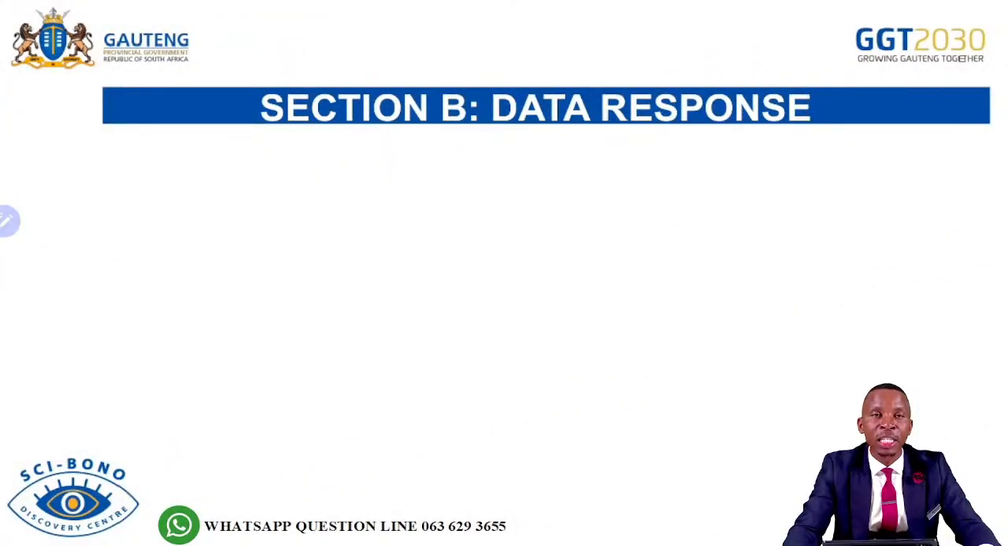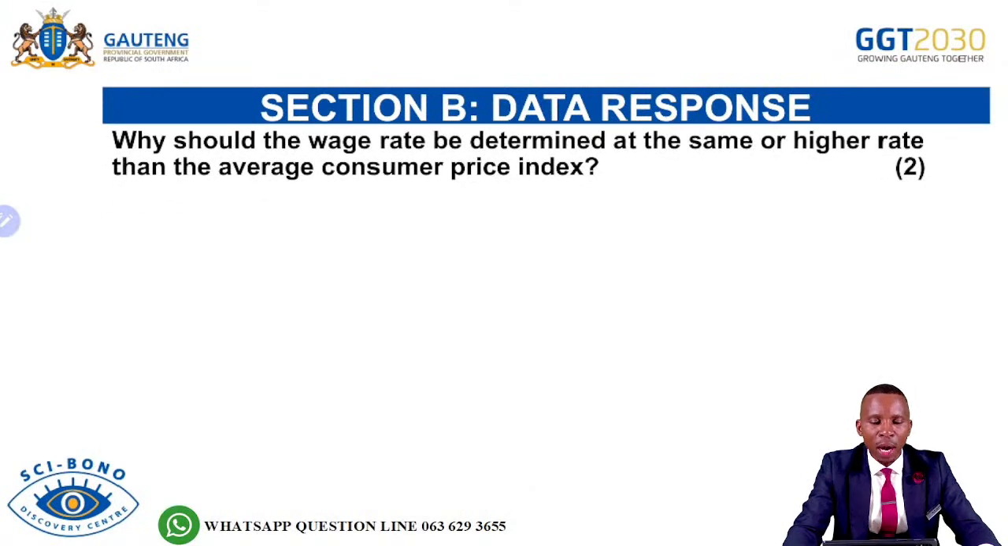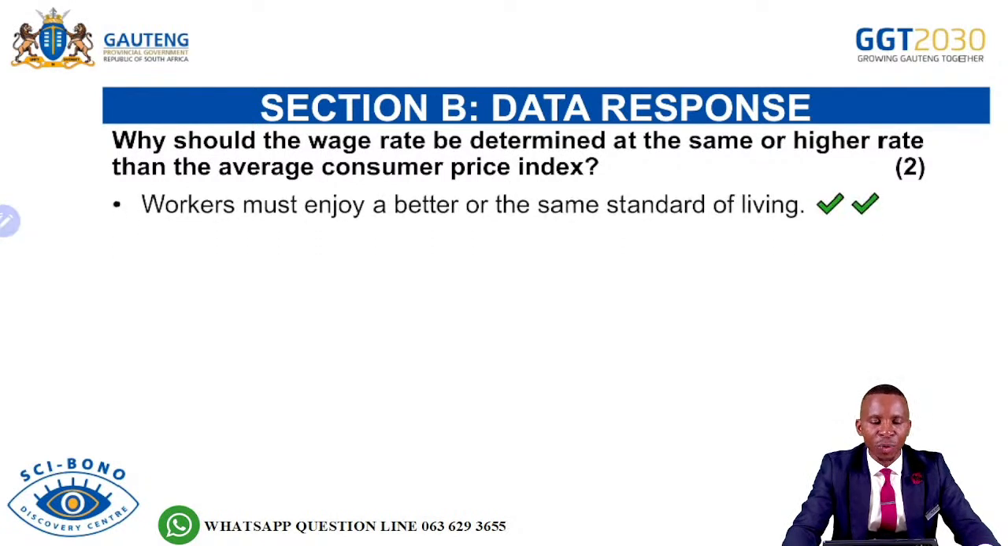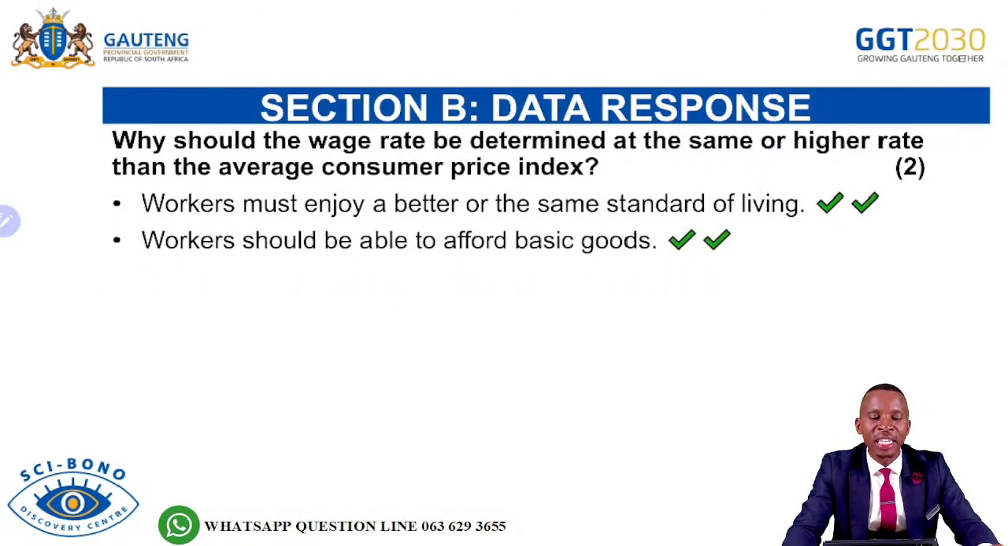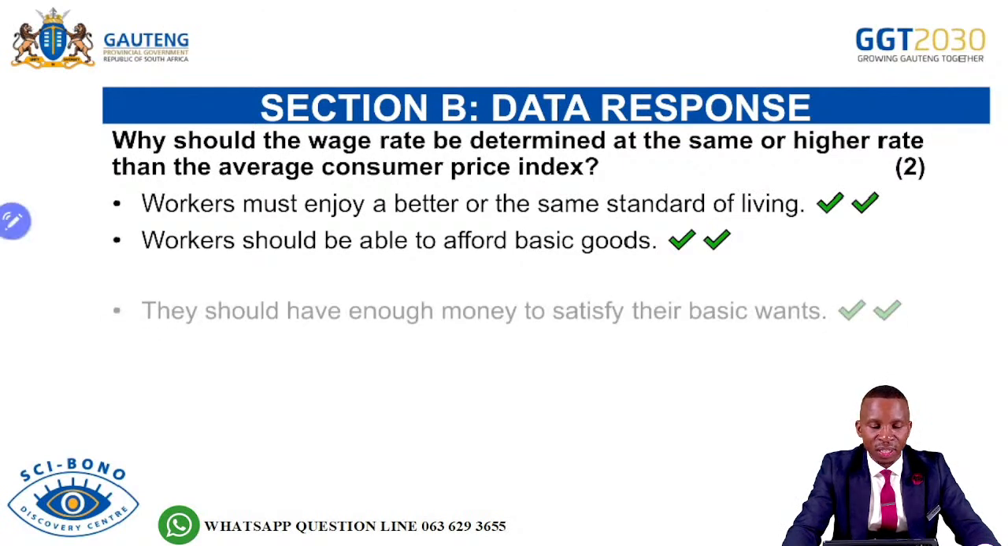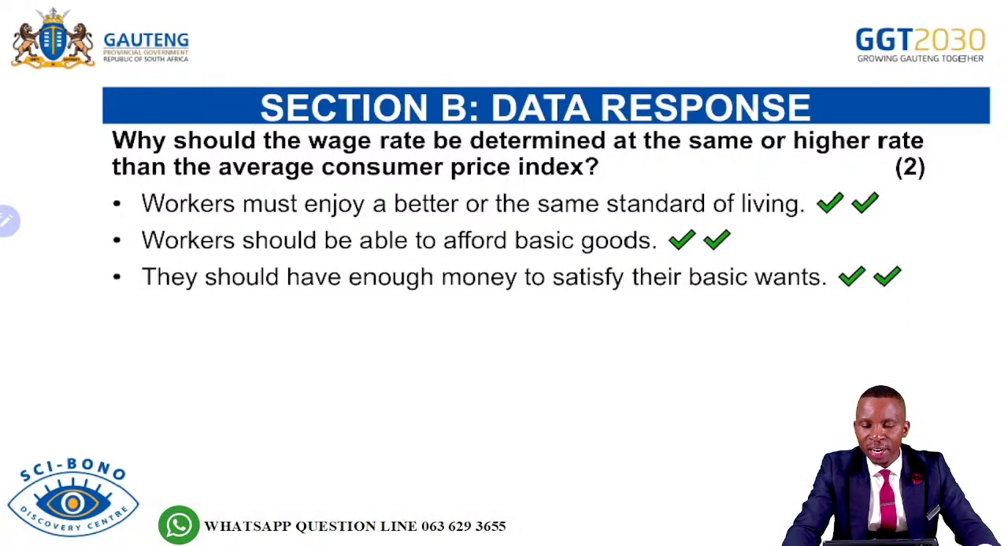Remember that core inflation is part of consumer inflation. Why should the wage rate be determined at the same or a higher rate than the average consumer price index? Workers must enjoy a better or the same standard of living. It should not decline or decrease. Workers should be able to afford basic goods and services. They should have enough money to satisfy their basic wants.